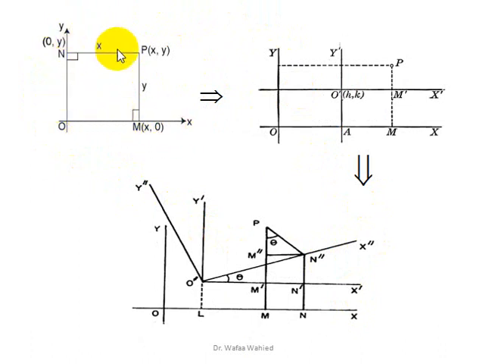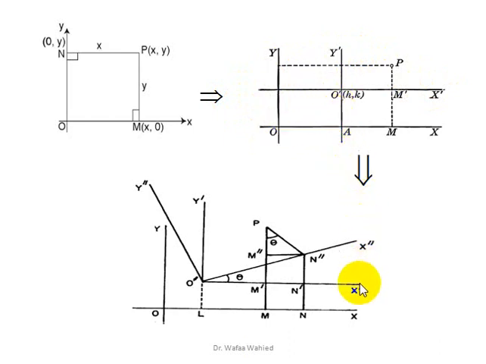This is xy plane. Point B has coordinates x and y in xy plane. So in first step we will transform the axis from the point O to the point O dash H and K. So we will have new axes x dash and y dash through the point O dash. So the point B will have new axes x dash and y dash and new coordinates x dash and y dash. First, we will do transformation of axis from the point O to point O dash.